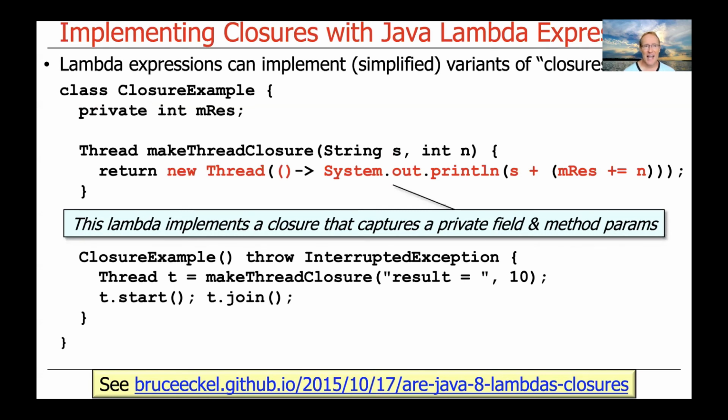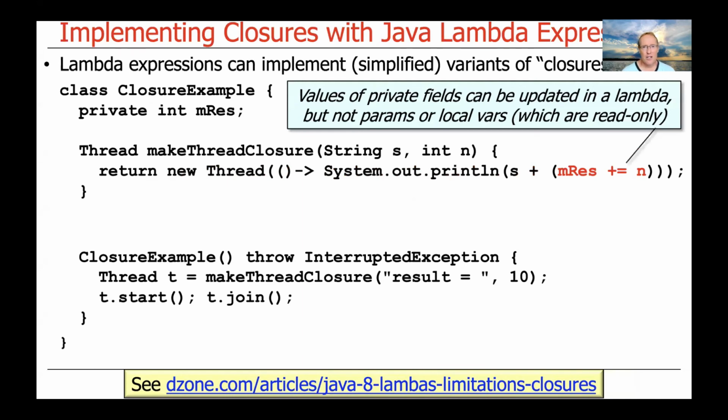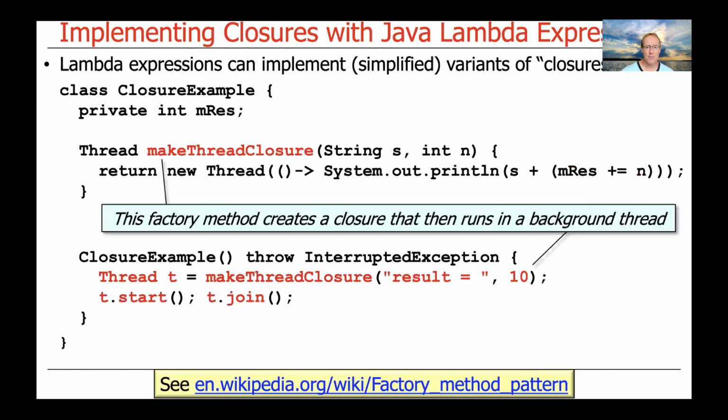So s and n are parameters, and it turns out we can only read their values. I think I'll mention this more in a second. But mRes is a private field, and so it can actually be updated. So it's both read and write ready. So this is going to go ahead and print those values out. It turns out that this is one of the things that makes Java Lambda expressions a variant of closures. There are some limitations with what you can do with the bound variables. You can't update parameters. You can only update private fields.